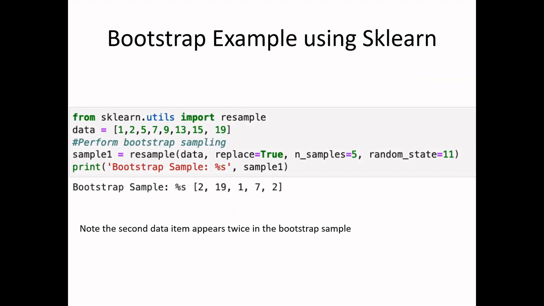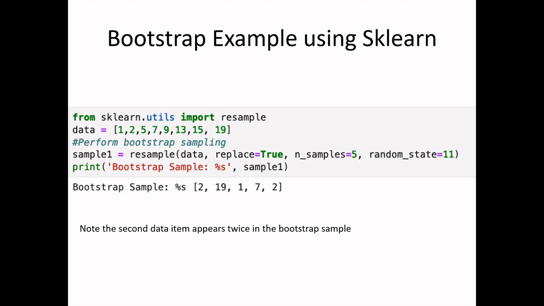So here is an example of bootstrap sampling using sklearn. In the sklearn utilities, there is a class called resample. So you can use that. Suppose the original data consists of 1, 2, 5, 7, 9, 13, 15, and 19. These are just integer numbers. We perform bootstrap sampling on this, and we want to get a sample size of 5. And we specify some random state to initialize the process.